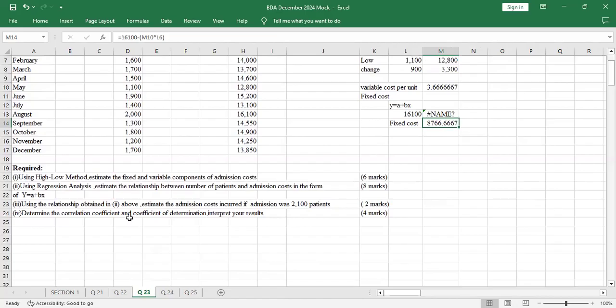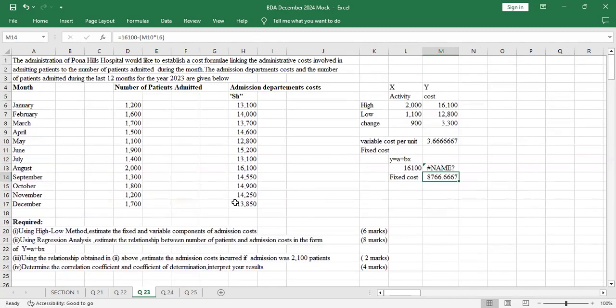Using regression analysis, estimate the relationship between number of patients and admission cost in the form of y is equal to A plus bx. So we'll use regression analysis, and as I told you, we are going to use the data analysis tool. First, you have to identify what is y and what is x. I say x is represented by the number of units, while y is represented by cost. So how are we going to go about it? You go to data.